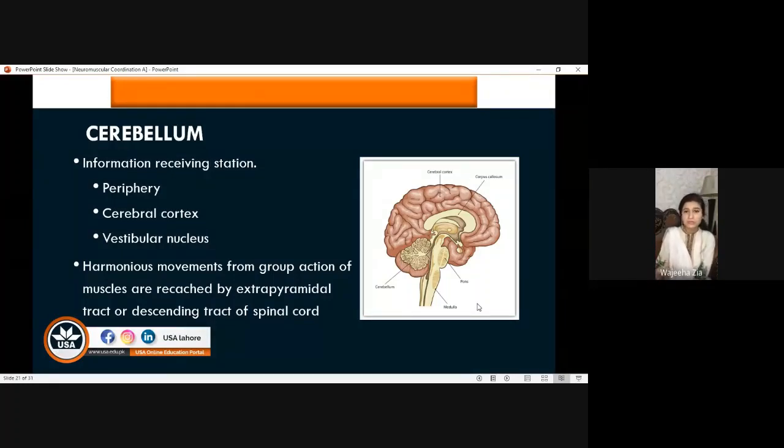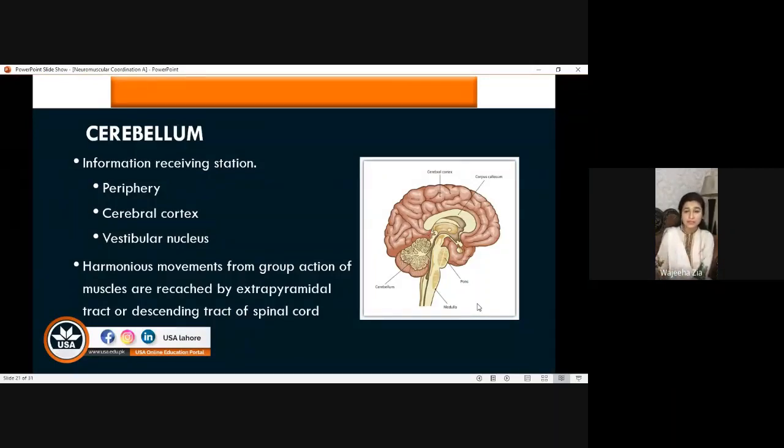The cerebellum receives all the signals from the spine, from the trunk, and the vestibular nucleus. So it receives signals from three major parts. The periphery, you can say, is the spine. All the signals from the periphery, from the limbs, go to the spine, and the spine will send them to the cerebellum.